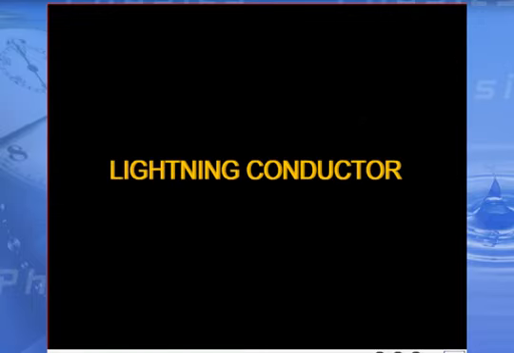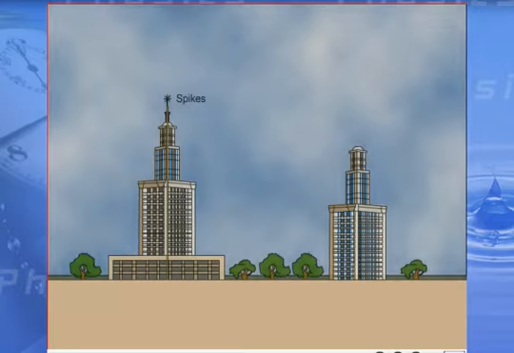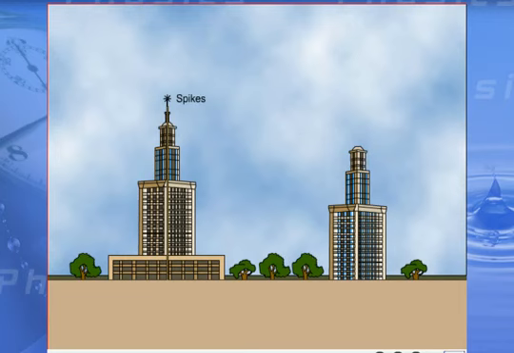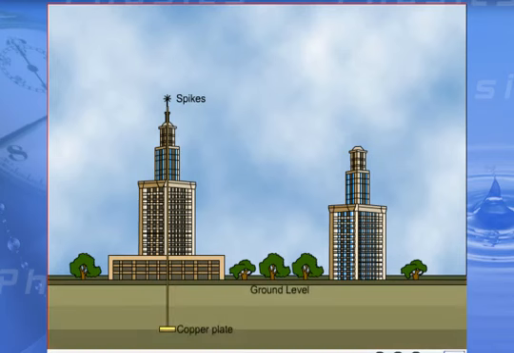Lightning conductor. A lightning conductor is a simple device used to protect tall buildings from lightning. A lightning conductor consists of a long, thick copper rod. This rod is passing through the building. The lower end of the copper rod is connected to a copper plate. This copper plate is buried deep inside the ground.